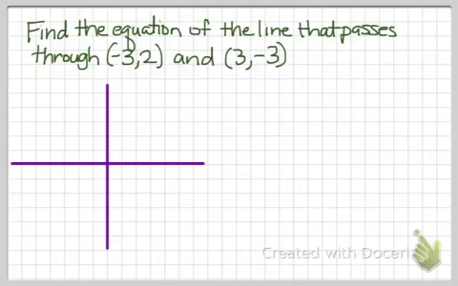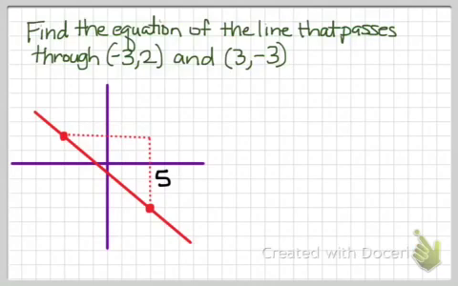So we'll draw our axis, and then we'll plot (-3, 2) and (3, -3). Draw the line through it, and then we're going to make the triangle that connects these 2 points. So we know it goes up and it goes over. It goes up 5 units and over 6 units. When we look at this slope, we can see that it's negative. So our slope is -5/6.